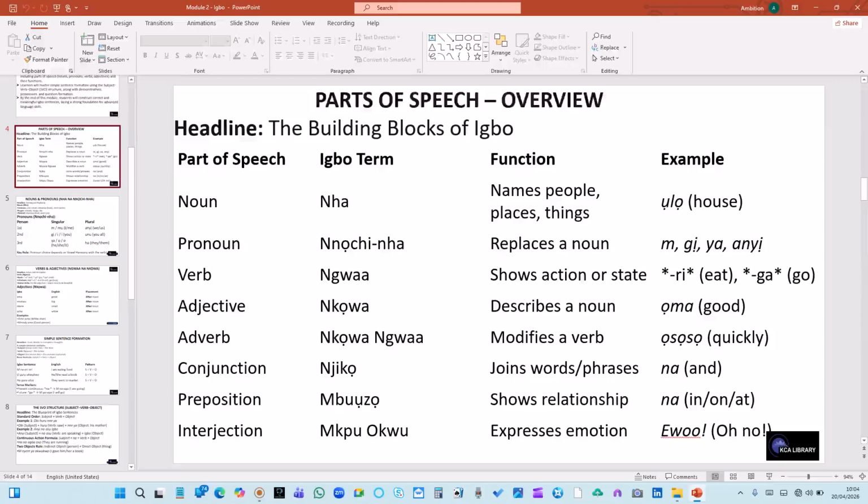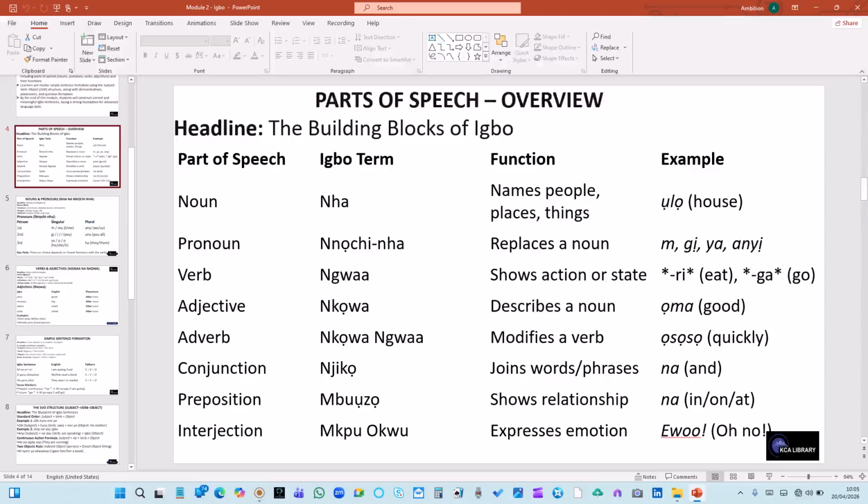Then we have pronoun. Igbo people call it nnochiaha, which is used to replace a noun, like gị, ya, and anyị. Then we have verb. Igbo people call it ngwa, which shows action or state, like ri to mean eat, ga means go. Then we have adjective. Igbo people know it as nkọwa, which describes a noun, like ọma, which means good. Then we have adverb, which is known as nkọwa ngwa, which modifies a verb, like ọsọsọ, which means quickly.